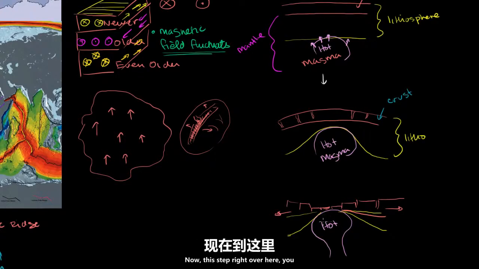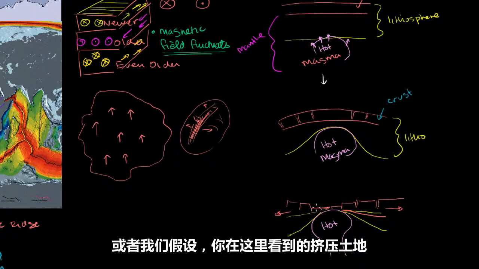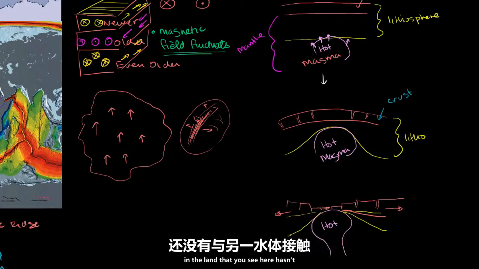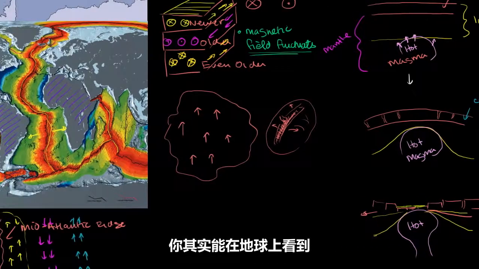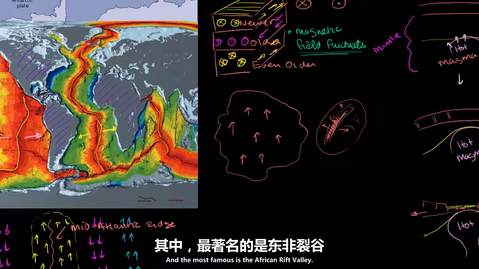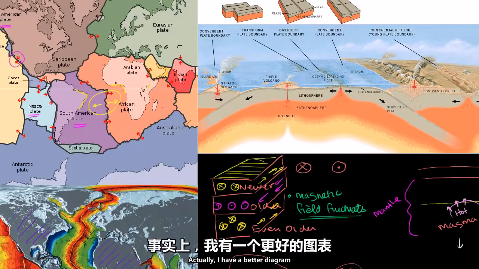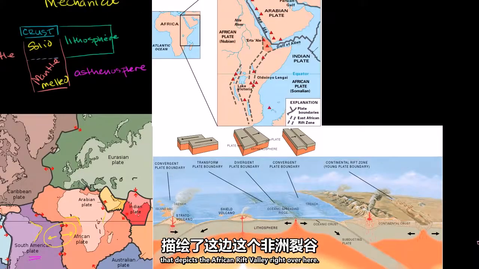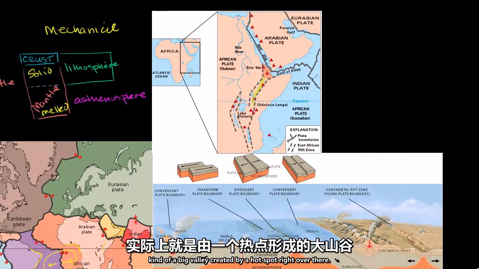Now, at this step right over here, you might have a volcano or two, but more important, you're going to have what's called a rift valley. Right now, we're assuming that we're not below sea level yet, or that this depression in the land hasn't come in contact with another body of water. And so it'll just become a little valley in between higher land. And you actually see that on Earth. The most famous is the African Rift Valley that's right about this region here. Actually, I have a better diagram that depicts the African Rift Valley right over here. This whole region of Africa is kind of a big valley created by a hot spot right over there.